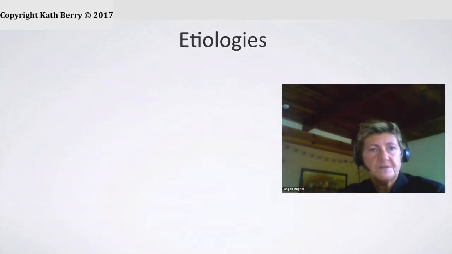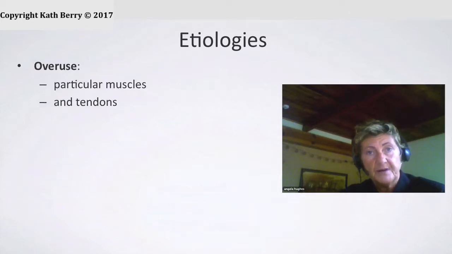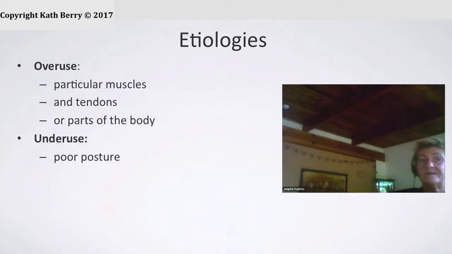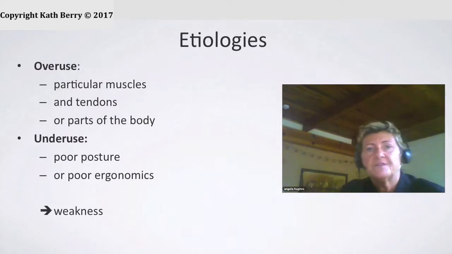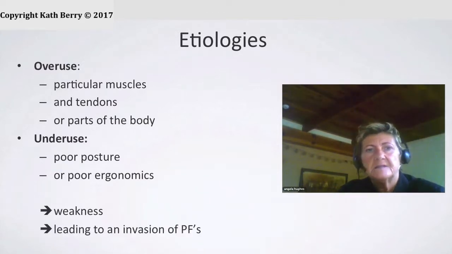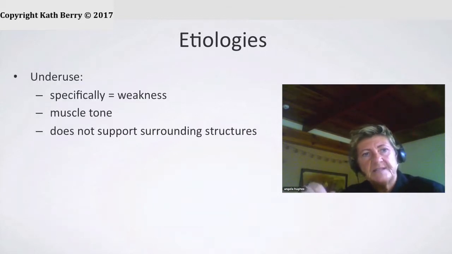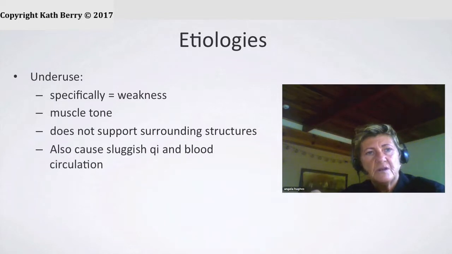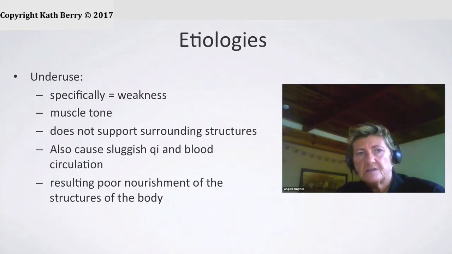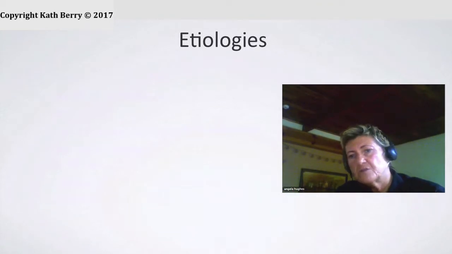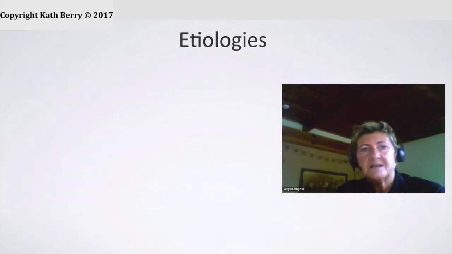Overuse of particular muscles and tendons or parts of the body, or underuse, as well as poor posture or poor ergonomics, can also cause a weakness, leading to an invasion of pathogenic factors. Underuse specifically can cause weakness in the muscle tone, which then doesn't support the surrounding structures. Underuse can also cause sluggish qi and blood circulation, with resulting poor nourishment of the structures of the body, and eventually underuse of muscles or lack of exercise is going to damage the spleen qi.